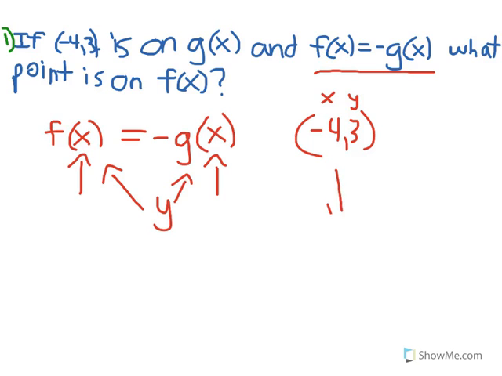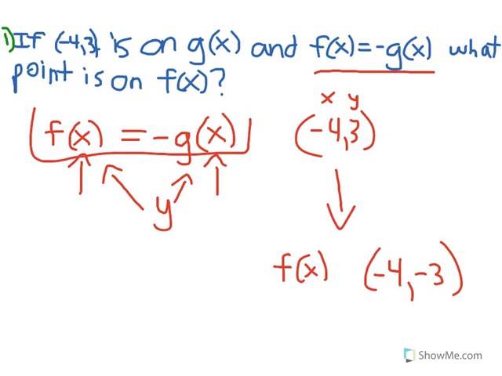That way we know on f(x) there must be the point (-4, -3), because the x is the exact same. So you put that same x value into f(x) and you'll get the negative y value out. That's all that this relationship means. Plug in the same x value that you would into g(x) into f(x) and you'll get the negative y value out.